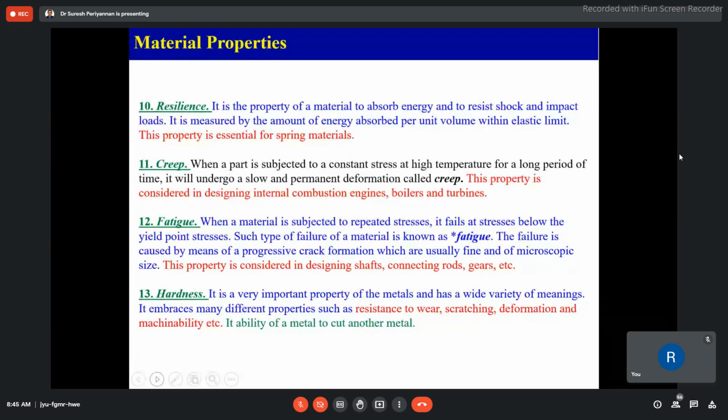Okay, and creep, you already know, right? It is when the part is subjected to constant stress at a high temperature. Constant stress, it may be constant stress at 100 megapascal, I mean constant load at high temperature, maybe 200 degrees Celsius or 250 degrees Celsius. When you apply constant stress at a particular temperature for a long period of time, the material behavior is totally different compared to when the material is subjected to tensile load at room temperature.